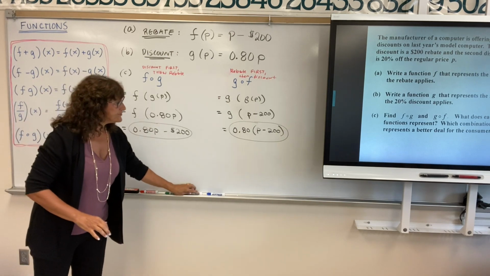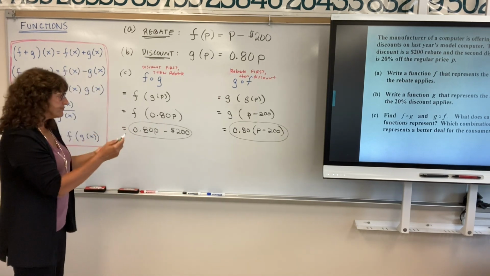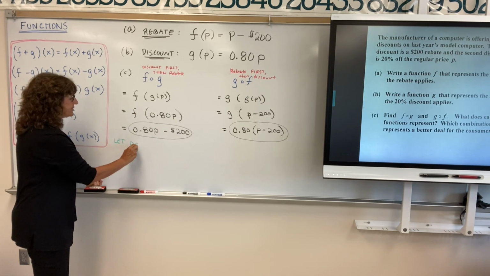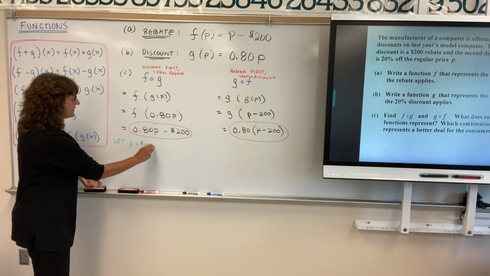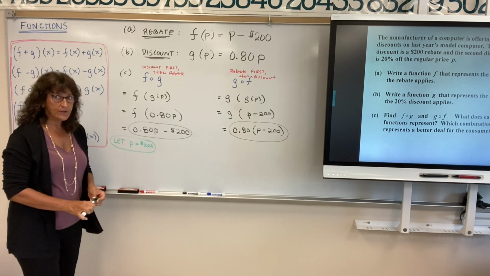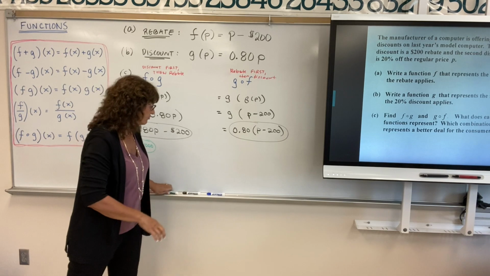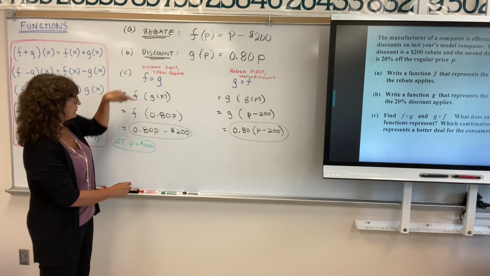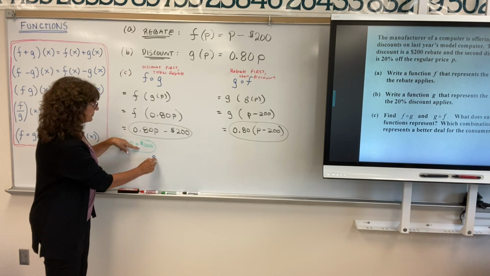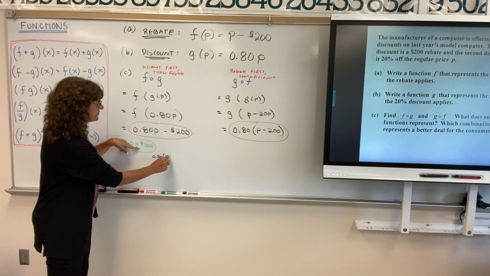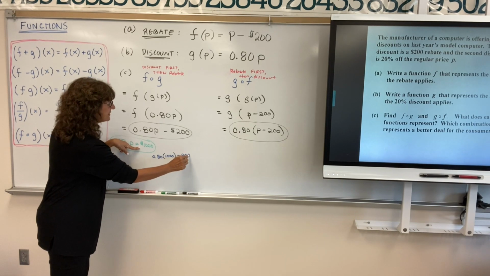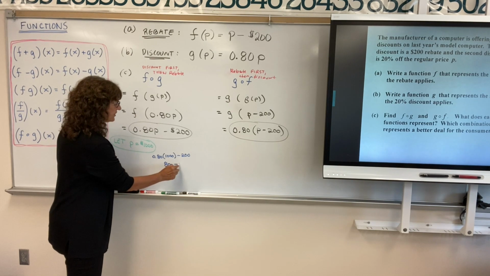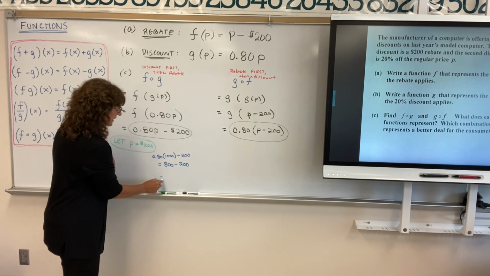Now, which one's a better deal? We have variables involved, so let's just plug in numbers. Let's let the price of the computer be $1,000, and let's compute and see which one is truly the better deal. If the price is $1,000, then discount first, then rebate gives us 0.80 times 1,000 minus 200. So 80% of 1,000 is 800. When you take 800 minus 200, you get $600.